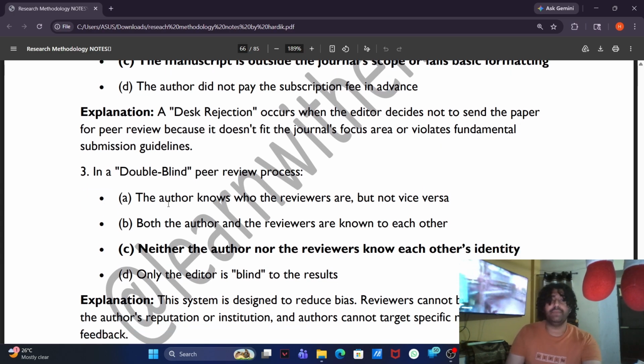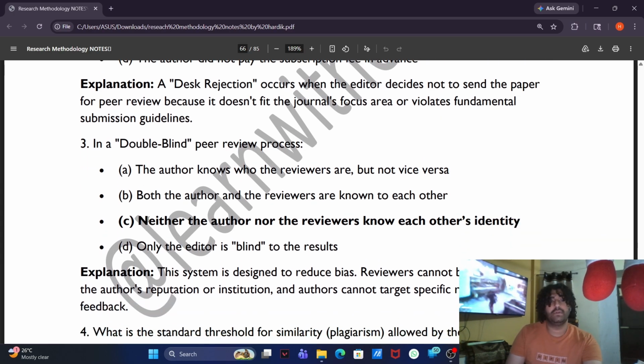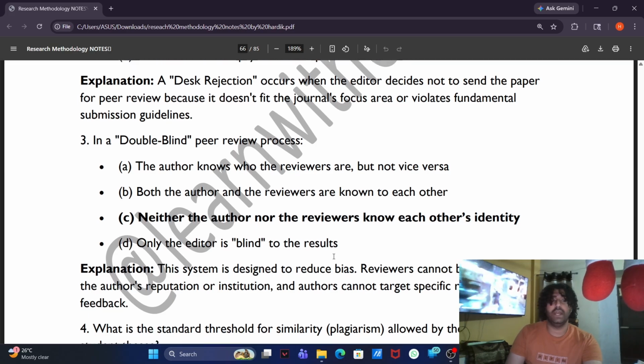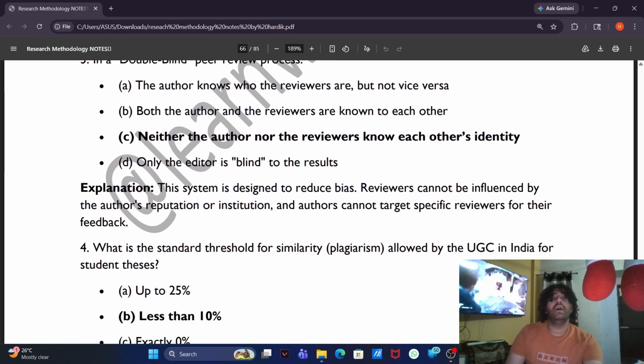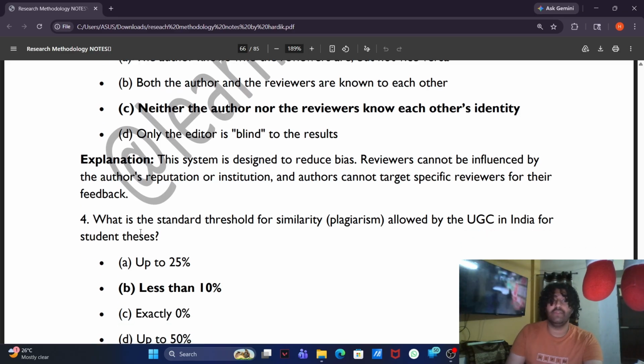In a double-blind peer review process, neither the author nor the reviewers know each other's identity. An explanation. This system is designed to reduce biases. Reviewers cannot be influenced by the author's reputation or institution, and authors cannot target specific reviewers for their feedback.